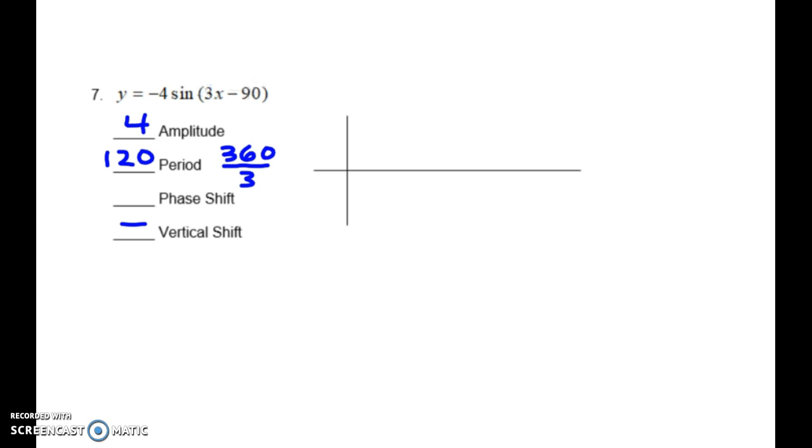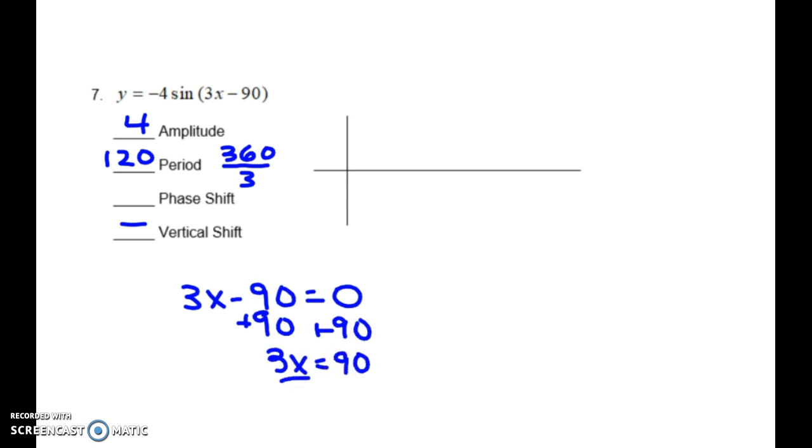Let's go ahead and use that method where we set what's inside the parentheses equal to 0 to find out what our phase shift is. So adding 90, I get that 3x is 90, and dividing by 3 gives me that x is a positive 30. Our phase shift is positive 30.